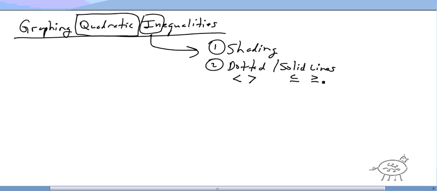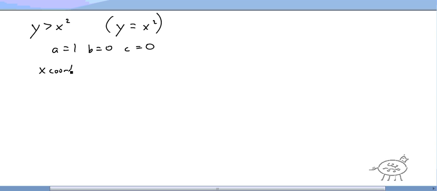Okay, so let's start out with a real basic problem here. We're just going to do y is greater than x squared. You have to do everything the same. You're really graphing y equals x squared. We have a is equal to 1, b is equal to 0, and c is equal to 0. Remember, the x coordinate of the vertex is the opposite of b over 2a. So it's 0 over 2 times 1.